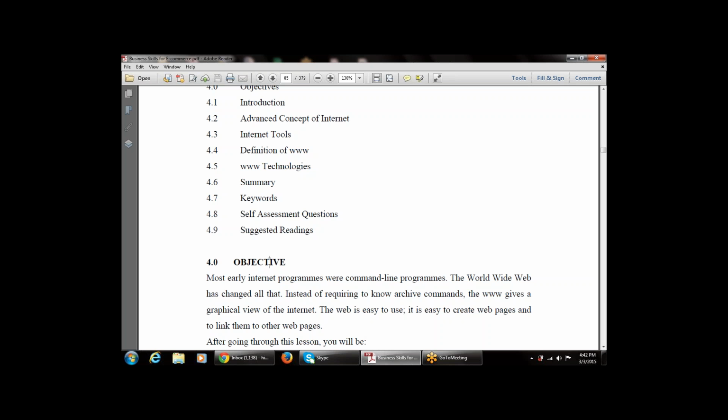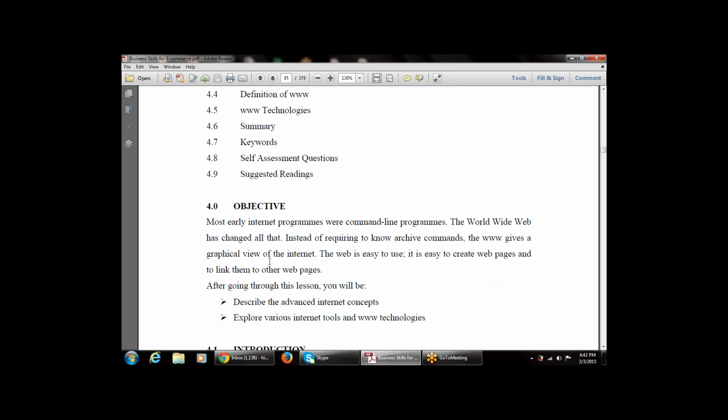So the objective, first of all: many or most early internet programs were command line programs. This is the first line given, that most of the early internet programs, meaning the traditional internet programs, were command line programs. Command line programs are based on DOS, the disk operating system. The WWW has changed all that. When the WWW came into the picture, it changed all the command line programs.